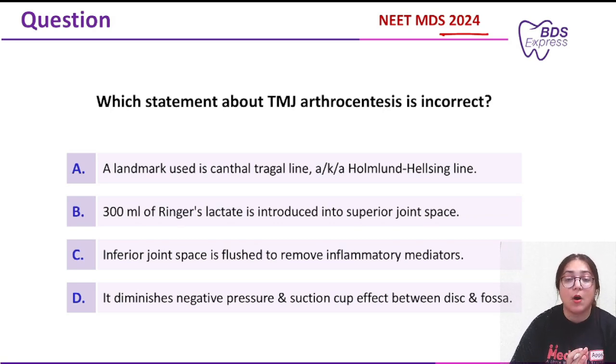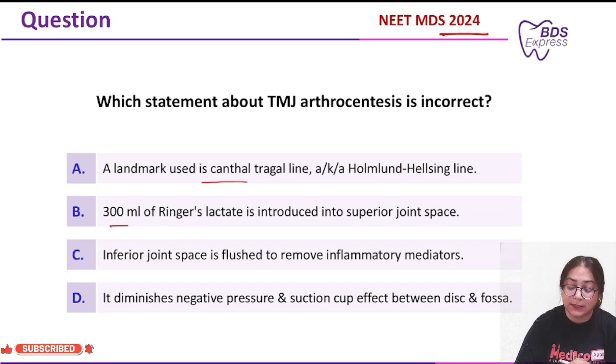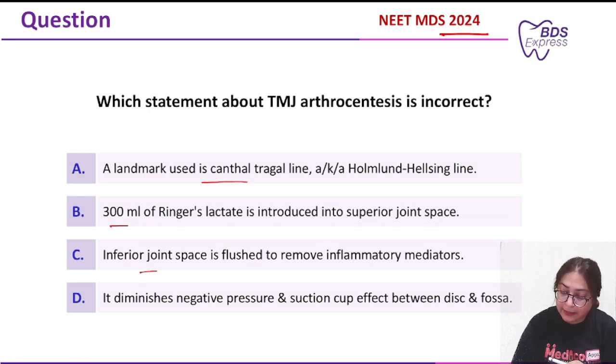Let's see the options. Option A says a landmark used is the Canthal-Tragus line, which is also known as the Holmlund-Hellsing line. Now, this Canthal-Tragus line is from the outer canthus of the eye to the tragus. Option B says 300 ml of Ringer's lactate is introduced into the superior joint space. Option C says the inferior joint space is flushed to remove the inflammatory mediators. Option D says it diminishes negative pressure and the suction cup effect between the disc and fossa.